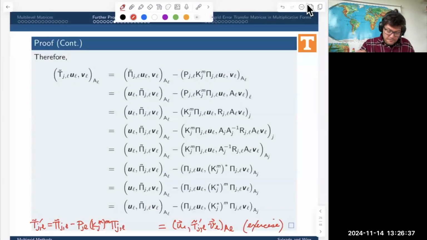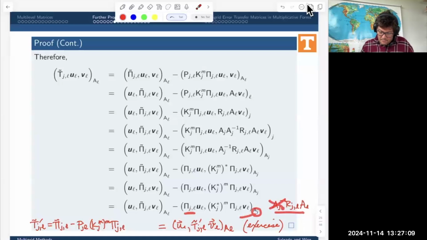So here's what I think you need to do. You need to replace this guy with its definition. So what's the definition of that? That's AJ inverse RJL AL. All right, so you replace that with that. Then I bring the AJ up and that kills off this guy. Then I take this guy, RJL, throw it to the other side. It gains a transpose and becomes P, which is what I need.